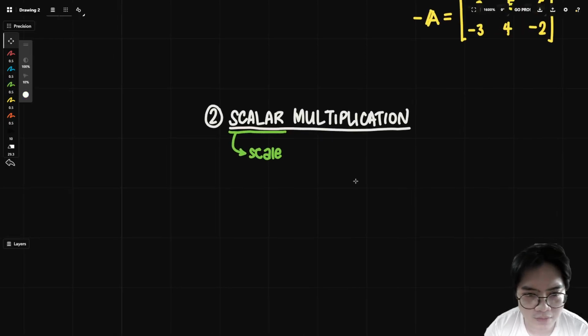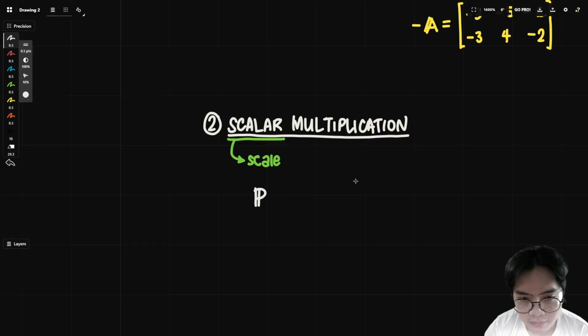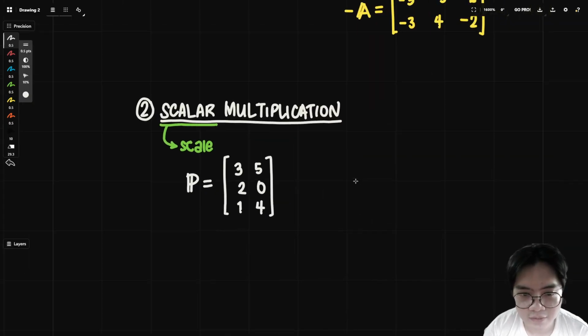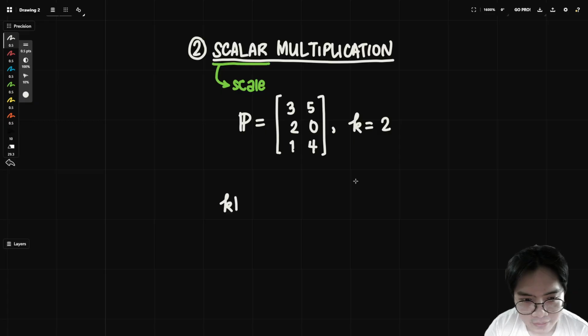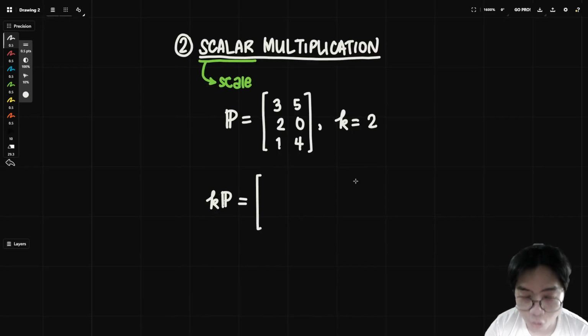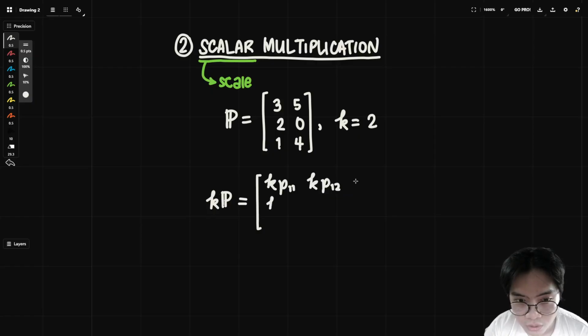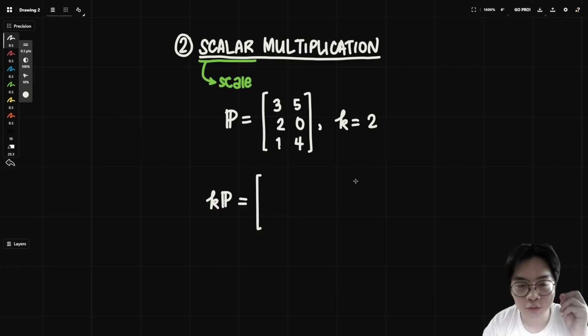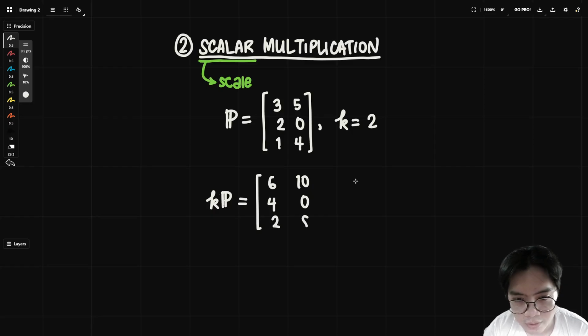Right? So, very simple. Let's say, for example, hanap tayo ng bagong matrix. Let's say, for example, P: 3, 5, 2, 0, 1, 4. Right? And then, let's say, for example, our K is just 2. Right? What happens is that KP will just function how you would think it would. So, what you're going to do is just KP11, KP12, KP21, so on, so forth. You apply the scalar to every element of the matrix. So, 6, 10, 4, 0, 2, and 8.